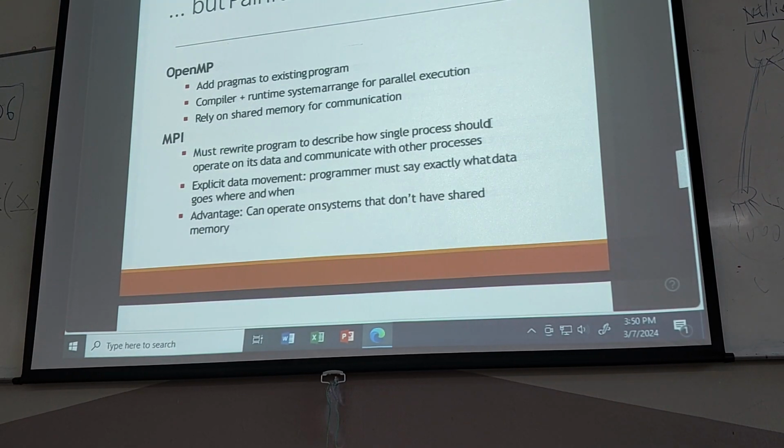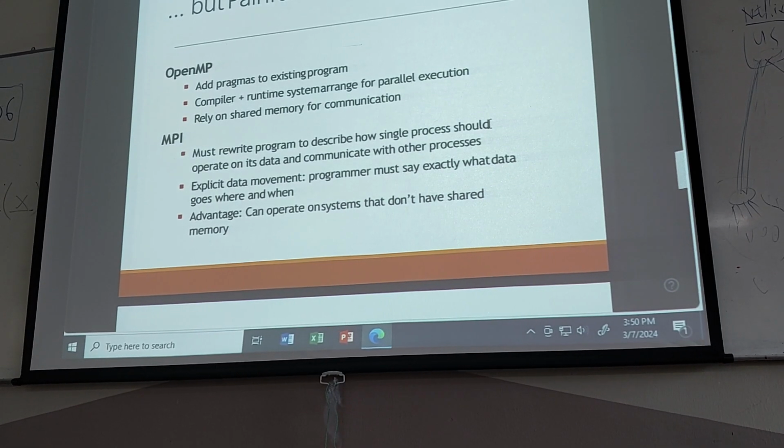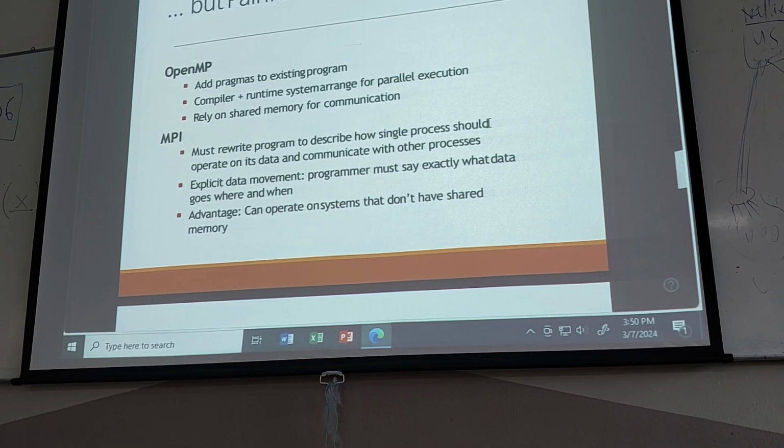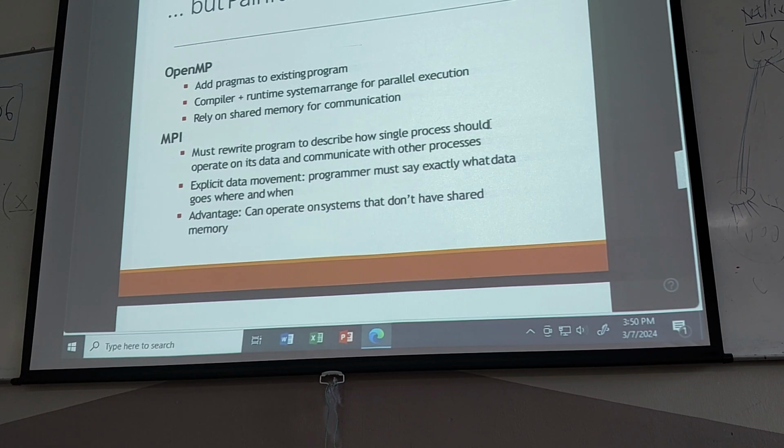Okay, the only difficulty when you program is, of course, if OpenMP, you have to add the pragma, right? So that may be not so convenient. Your existing program doesn't have pragma, you have to add pragma if you are using OpenMP. And then the compiler plus runtime system arrange for the parallel execution. Maybe this one is not so problematic because we use Visual Studio. So Visual Studio actually hides everything of this.